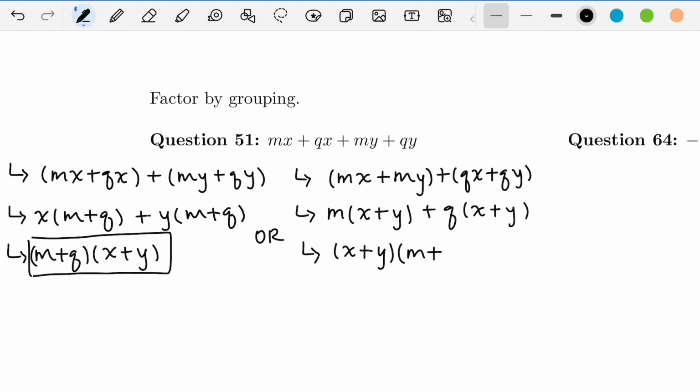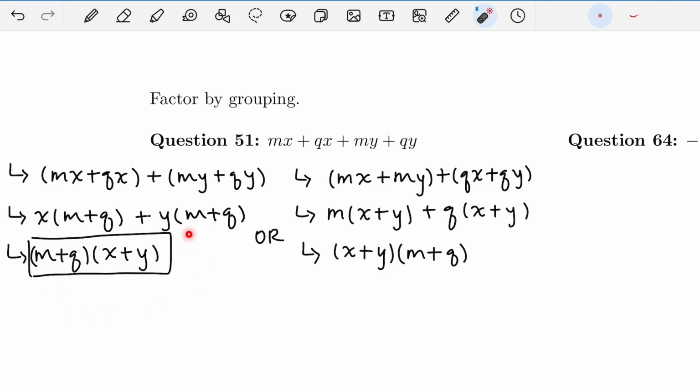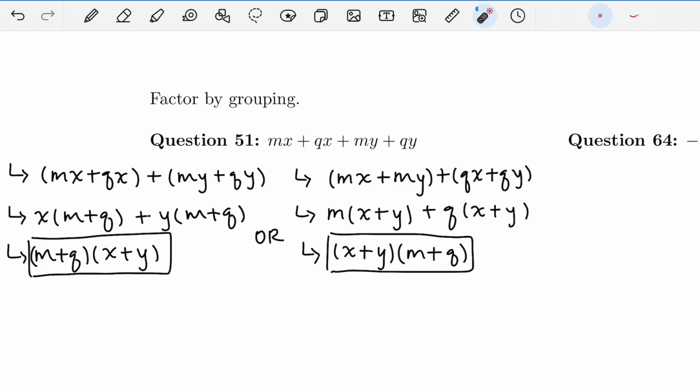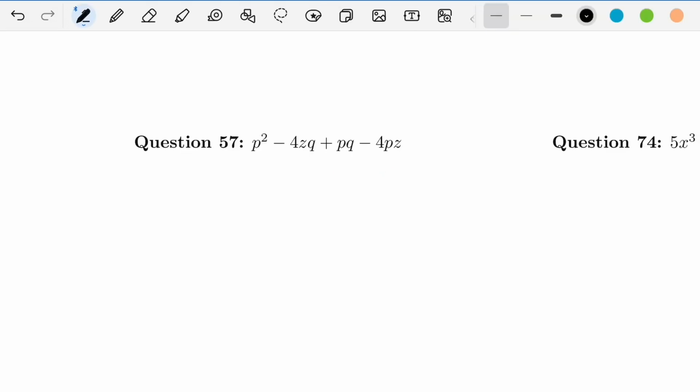So we have m plus q here, and notice this is exactly what we got when we did it this first way here. So it doesn't necessarily matter in which way you group these guys as long as you group them in pairs that share a common factor. So for this next example, I'm going to group them like this here. We have p squared plus pq. This will be my first pair. And my second pair will be minus 4zq minus 4pz.